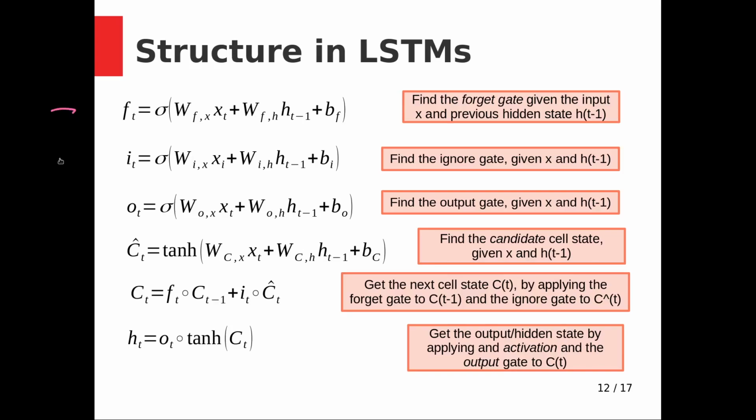But, so, yeah. Find the forget gate, find the ignore gate, find the output gate, get your candidate cell state, compute your next cell state by filtering through the forget and ignore gates, compute your next hidden/output state by filtering through the output gate. All right? Find your gates, find your candidate, get your official, filtered one, and then get your output state.